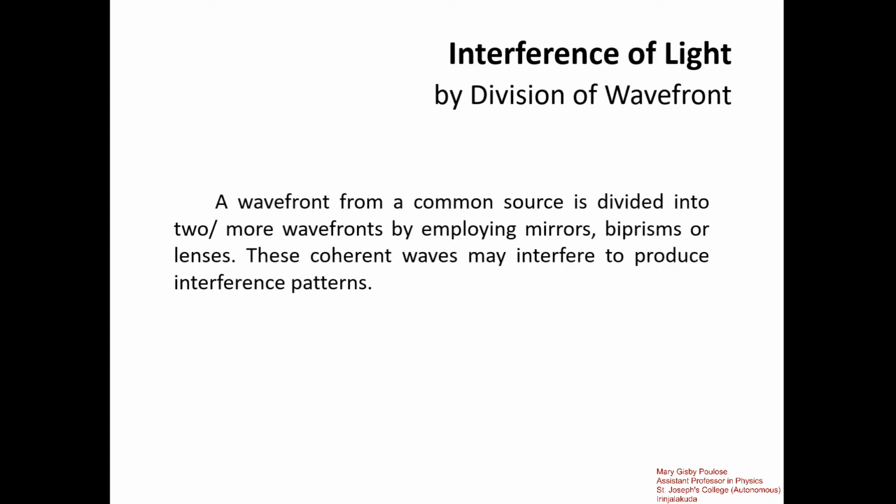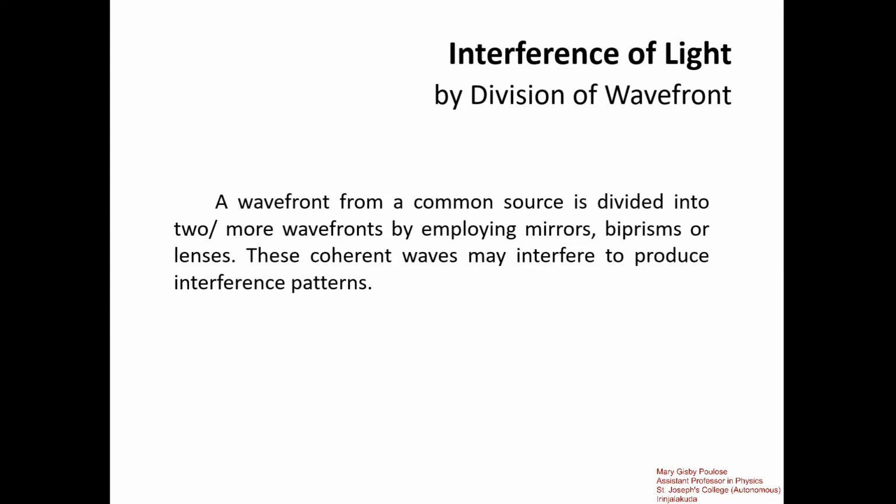Now in interference of light by division of wavefront, let me further explain. Here we have the wavefront from a common source to be divided into two or more wavefronts by employing mirrors, biprisms or lenses. Usually we have a point source, and from a point source the emerging wavefronts will be spherical in nature. And if this point source is kept a bit far away, these spherical wavefronts, after traveling a particular distance, tend to become planar wavefronts.